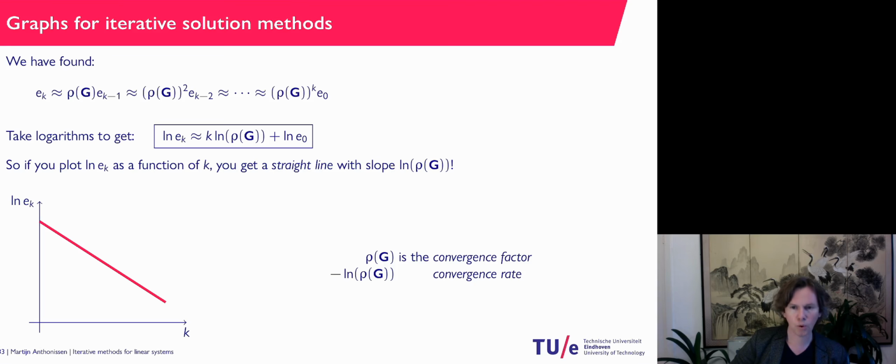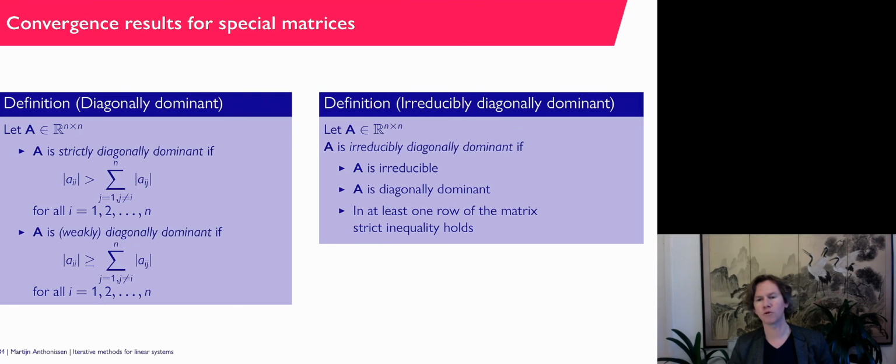Now, to wrap up this bit on convergence, what I would like to do is look at convergence results for special matrices. So are there any matrices for which we can immediately tell that Jacobi, for instance, is going to converge? Well, we can do that. So the property that is important here is diagonal dominance.